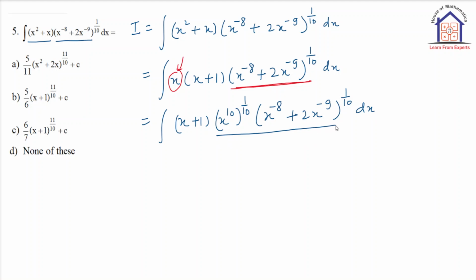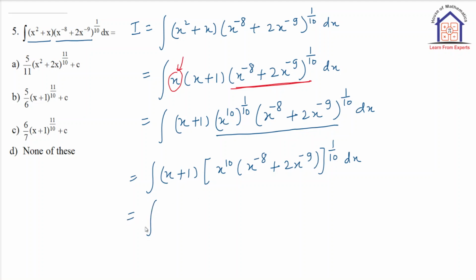Now I can multiply these two terms. Both terms have the same power 1 by 10. So this becomes integration of x plus 1, and this becomes x to the power 10 into x to the power minus 8 plus 2x to the power minus 9 whole to the power 1 by 10 dx. a raised to m into b raised to m is ab raised to m. Okay, so both will have the same power 1 by 10. Now I can multiply this brackets, x plus 1. Observe carefully. So multiplying these two terms, x to the power 10 into x to the power minus 8 becomes x square plus 2x whole to the power 1 by 10 dx.